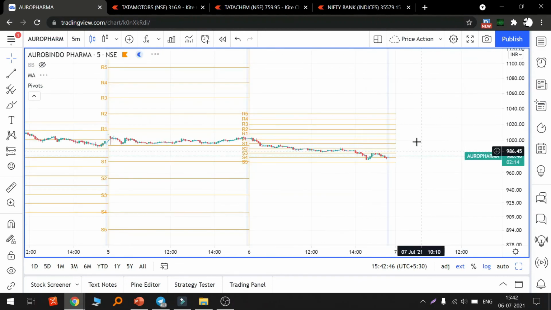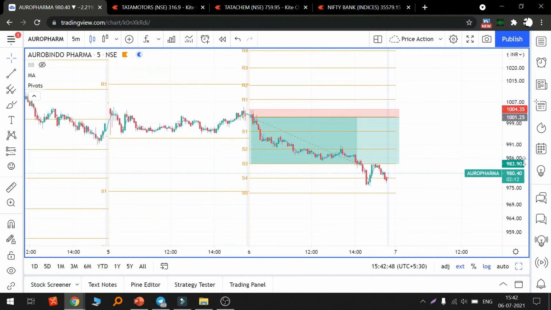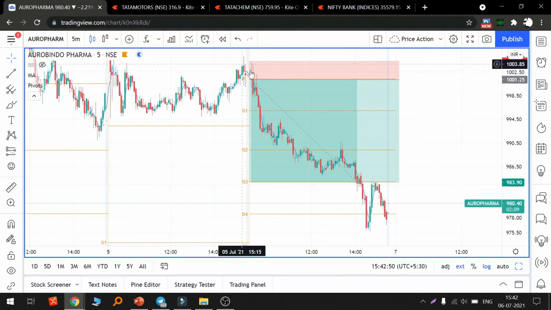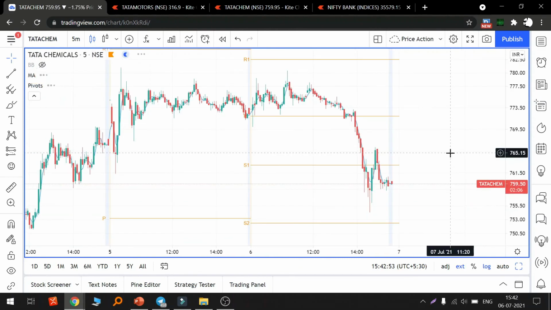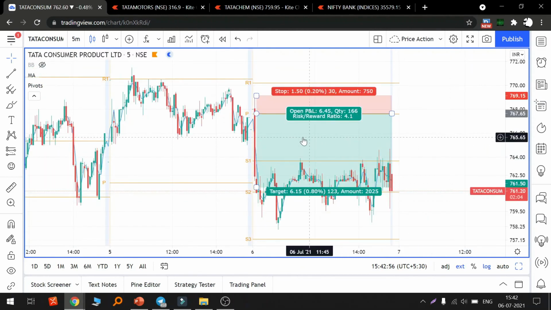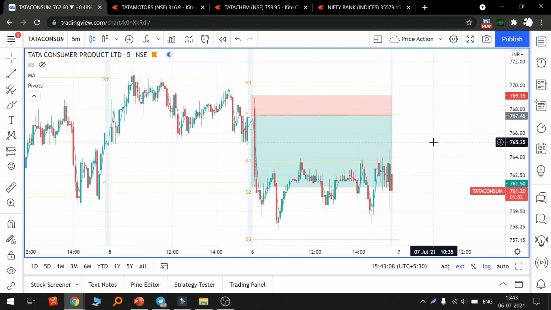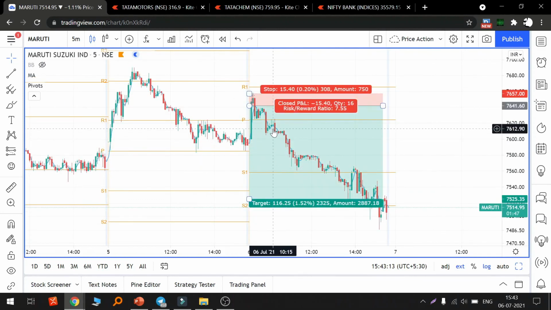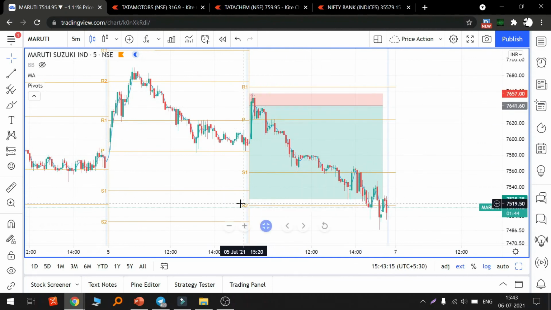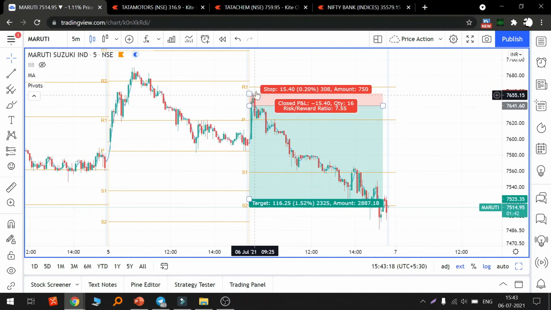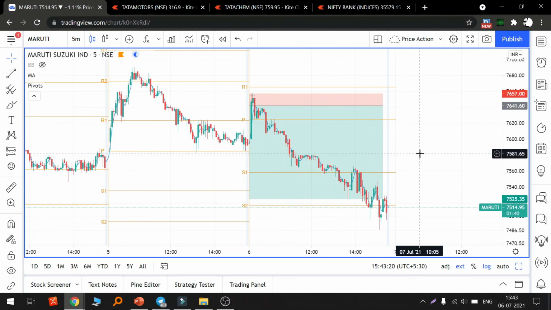The previous one was another 1:5, 2:5 risk reward ratio. Then this third one is Tata Consumer Product. Tata Consumer Product also broke the pivot and gave an entry 1:4. 1:3.5, yeah, 1:3.5 risk reward ratio was Tata Consumer Product. Then Maruti Suzuki also gave 1:7. That gave a very good target. And since the risk was less, things were good.